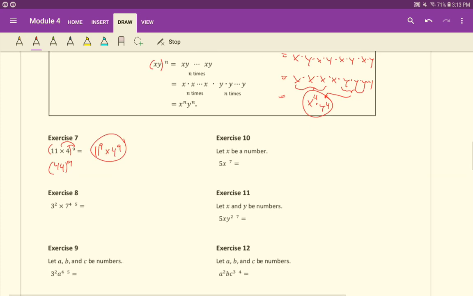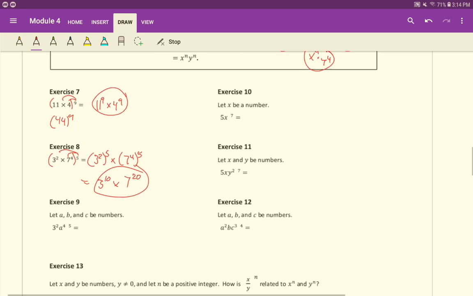Okay. Exercise 8. Same idea. Okay, distribute the power. But now here, the 3 already has a 2. So in other words, this becomes 3 squared to the 5th times 7 to the 4th. Again, the 7 already has a power of 4, so it's 7 to the 4th to the 5th. And then we have to multiply those powers to get 3 to the 10th, and multiply those powers to get 7 to the 20th.